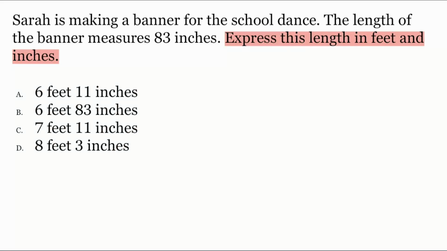Now, once we have that, once we know what the question is actually about, what we're actually trying to solve for, then the next thing is, let's take down the information. Let's understand what's important, what's not, and we can only do that by just going through the story. But we know what the goal is. We want feet and inches. So here's the story here. Sarah is making a banner for the school dance. The length of the banner measures 83 inches.